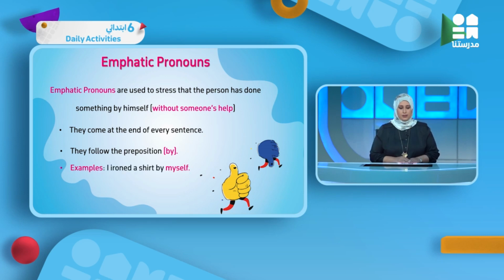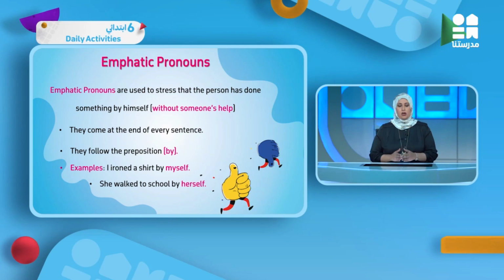Let's have a look at the examples. I ironed a shirt by myself. أنا كويت القميص بنفسي. So what is the emphatic pronoun here? إيه ضمائر التوكيد here فين؟ Myself. ده ضمير التوكيد.